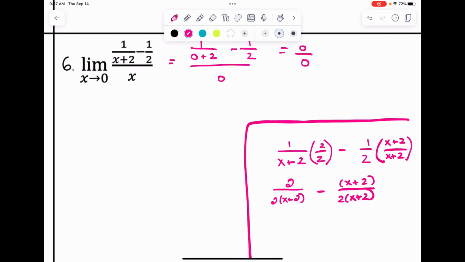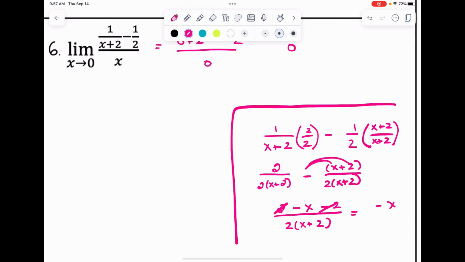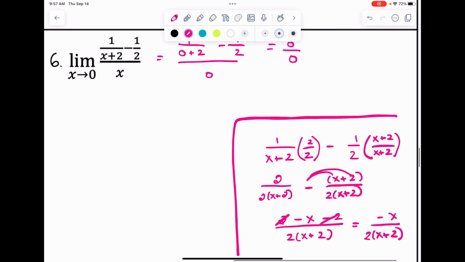All right, so now I'm going to merge that into one single fraction. So 2 minus x minus 2, right? We have to distribute that negative across, over 2 times x plus 2. The numerator is going to simplify a bit. So all of this comes out to be negative x over 2 times x plus 2. Now let's take that and bring that back into our limit that we were working with originally. By the way, if you did want to distribute the 2 times x plus 2, you could here.